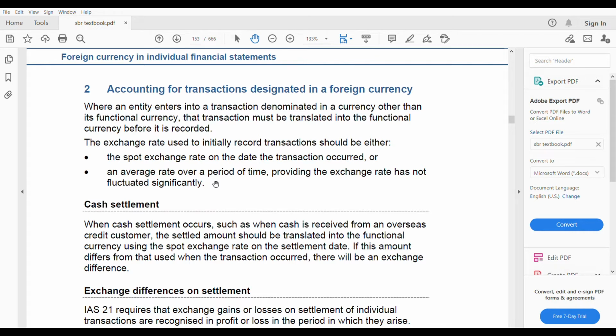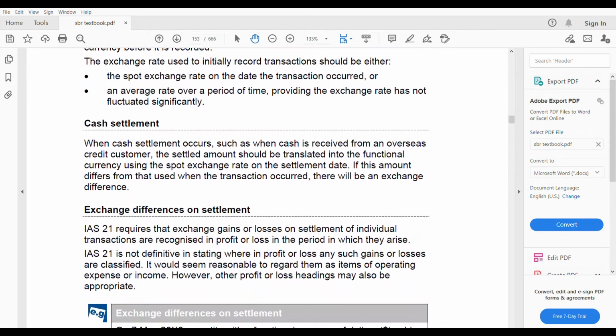Okay, you need to convert this. So that initial transaction, how do you convert? Either you can use that day's exchange rate when the transaction happened, or the average rate. But you should use the average rate only when you can see that your exchange rates are not fluctuating too much. That time, the average rate is safe. Let us go to the cash settlement.